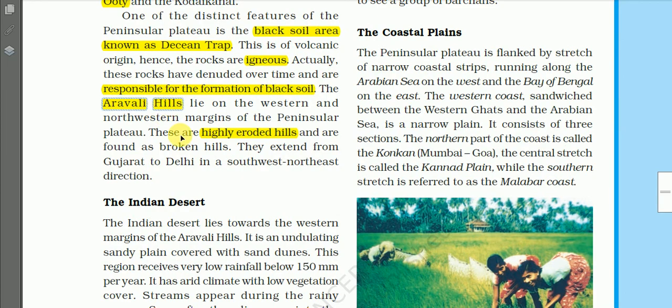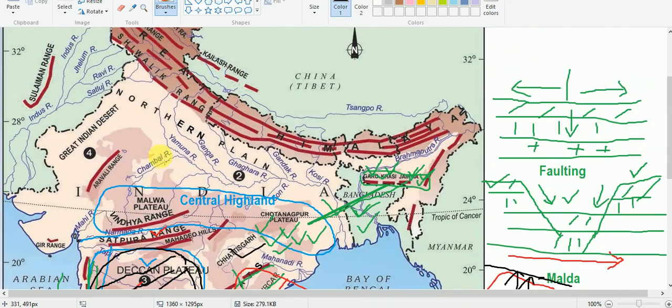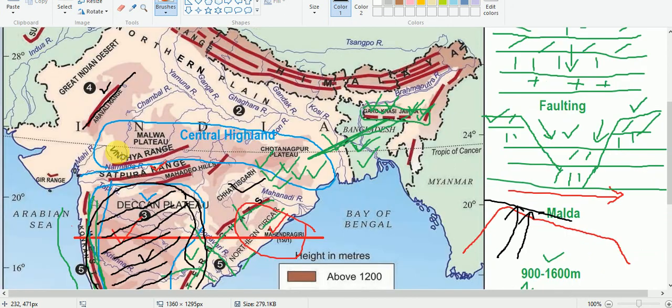Aravalli Hills lie on the western and northwestern margins of the Peninsular Plateau. Aravalli Hills, as I told you, one of the oldest hill ranges in the world, are highly eroded and are found as broken hills. They extend from Gujarat to Delhi in the southwest to northeast direction. I think I have also already located it, the Aravalli Range is here. It is running northeast to southwest, one of the oldest, and this is a part of the Peninsular Plateau.